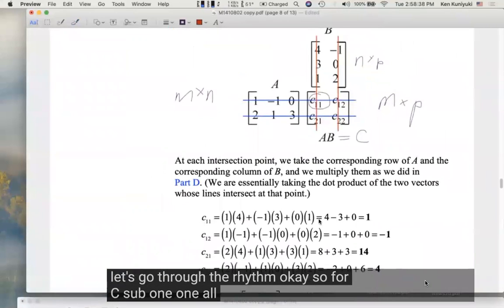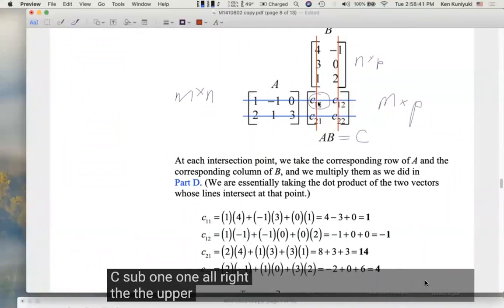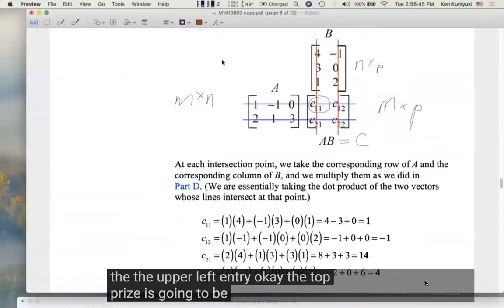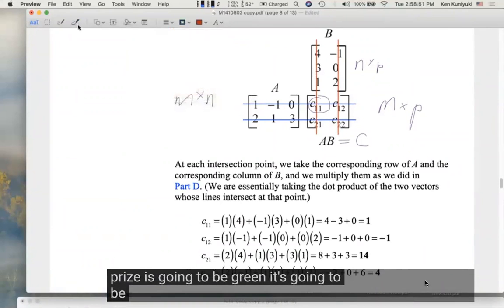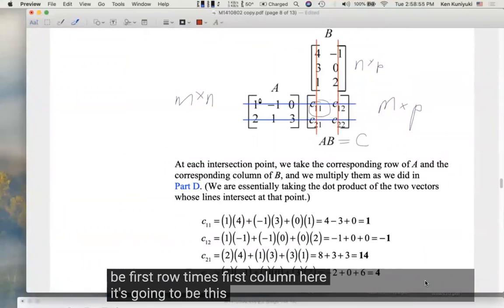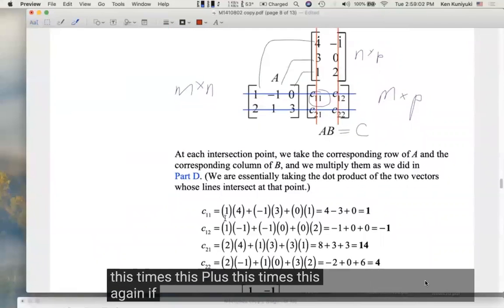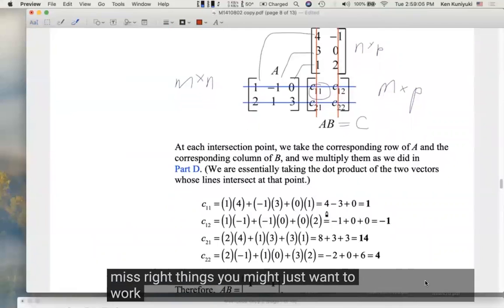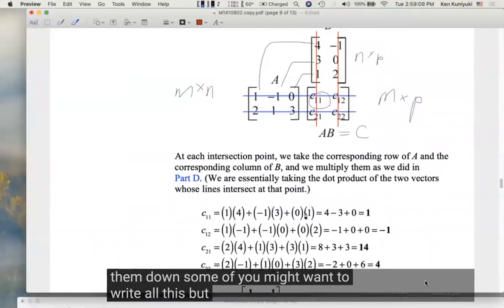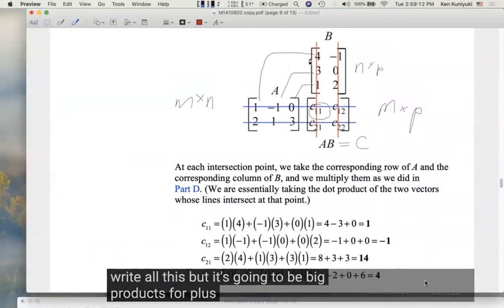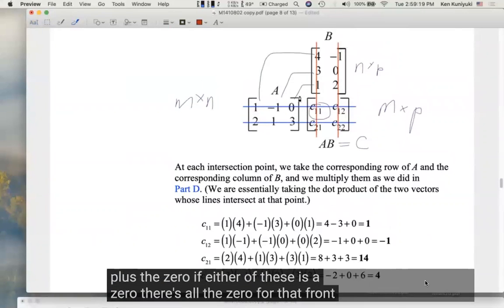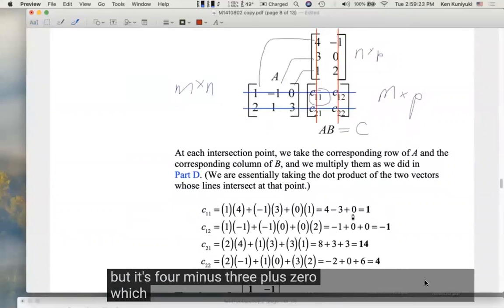Okay, so for C sub 1, 1, the upper left entry, the dot product is going to be, let's see, green. It's going to be first row times first column here: this times this, plus this times this, plus this times this. Again, if you're like me and you tend to miswrite things, you might just want to work the products in your head and write them down. Some of you might want to write all this, but it's going to be, think products, 4 plus the -3 plus the 0. If either of these is a 0, the result is 0 for that product. But it's 4 minus 3 plus 0, which is 1. So a 1 goes in the upper left entry.